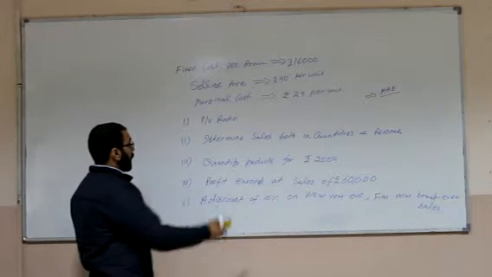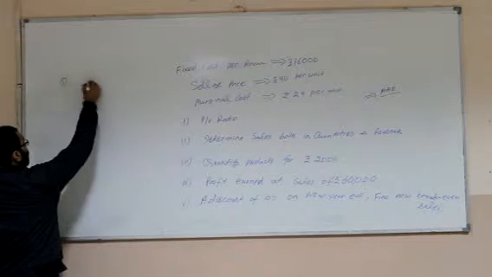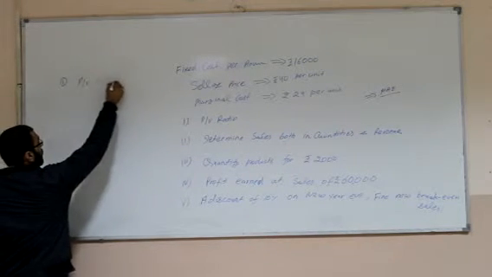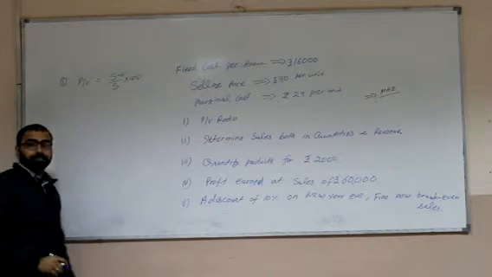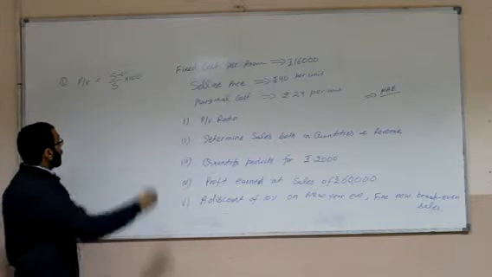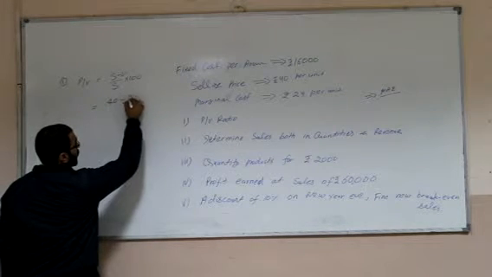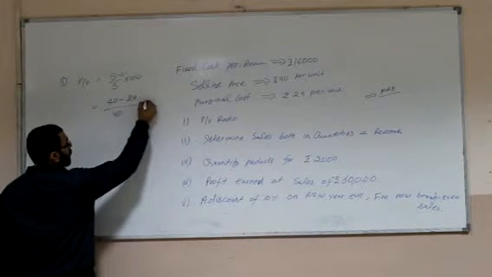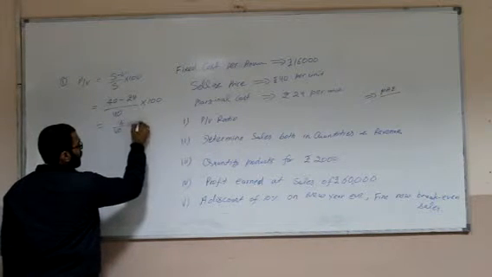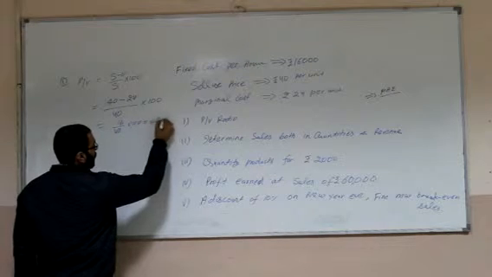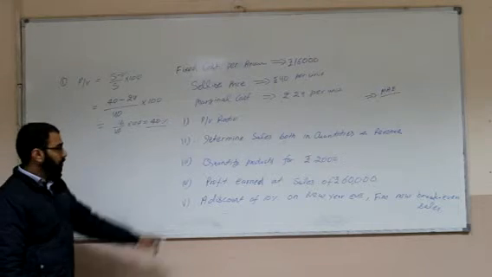So first we have to determine the P/V ratio. The P/V ratio is given by (S minus V) divided by S, into 100. S is 40, V is 24, so 16 divided by 40 into 100, which turns out to be 40%. So the P/V ratio becomes 40%. So that is the first answer.